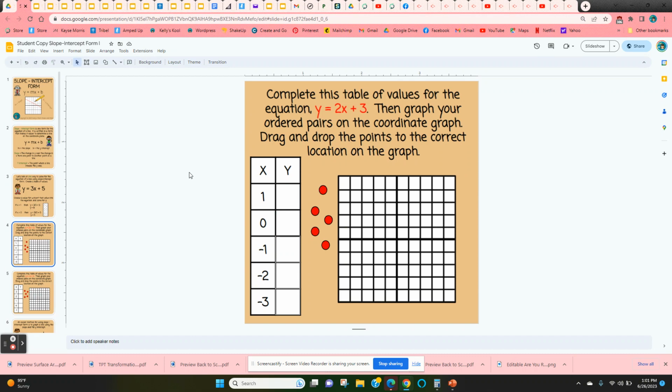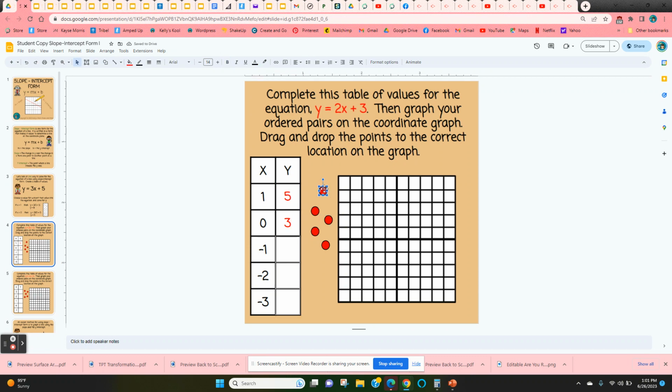The students are going to do one on their own. Here we have the equation y equals 2x plus 3. If x were 1, then y would have to be 5, and they're going to type in a 5. If x is 0, y will be 3, and so on. Once they get all the values for y, they're going to plot these points on the coordinate plane. The first point would be (1, 5).